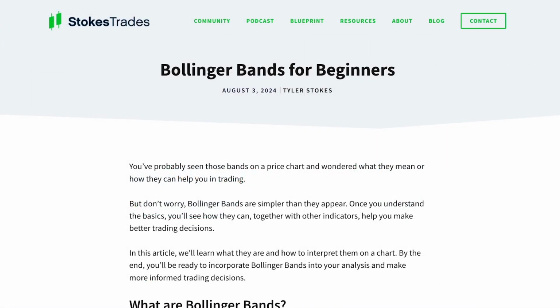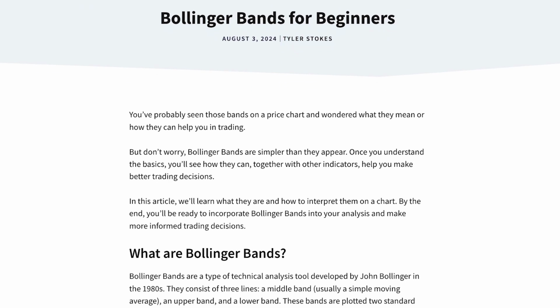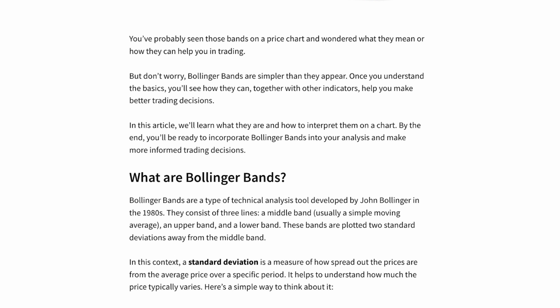Now, if you're a beginner, sort of like me, you've probably seen these bands on a price chart, and you've wondered what they mean and how they can help you trading. Personally, I've seen these bands stretch out, and I'm thinking, what does that mean? What are they comprised of?